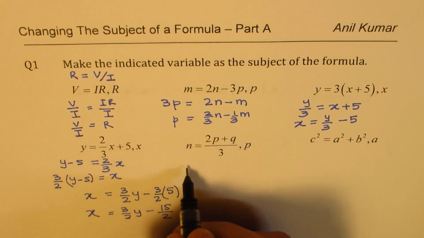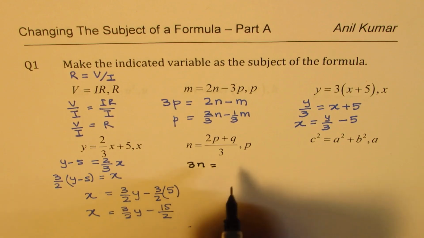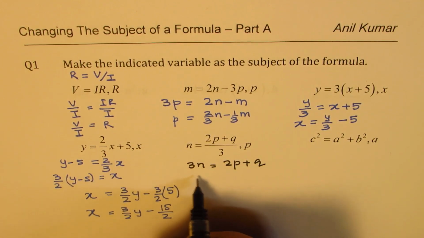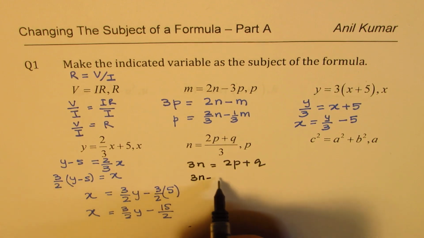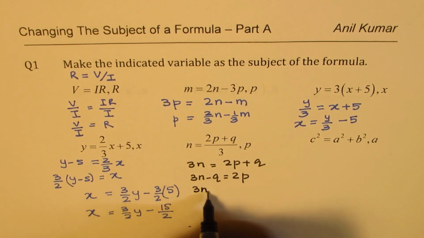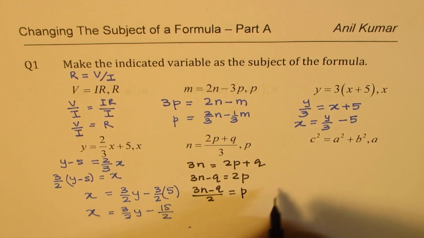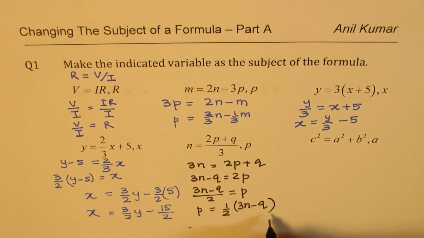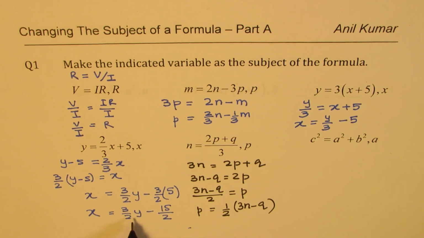So if you cross multiply, you get 3n equals 2p plus q, and then we get 3n minus q equals 2p, or 3n minus q divided by 2 is equal to p, or you could write p as equal to half of 3n minus q, right? Or you may expand it like I did here and then rewrite the formula.